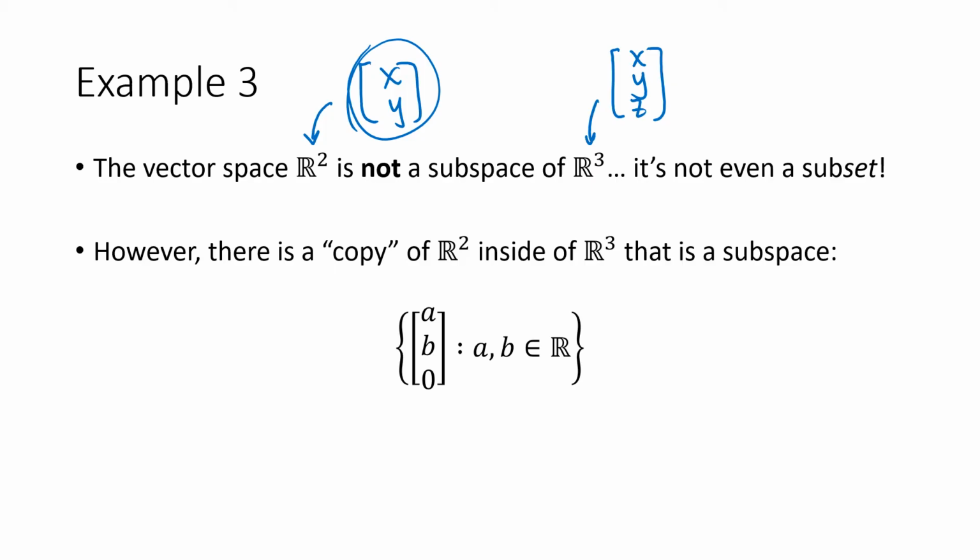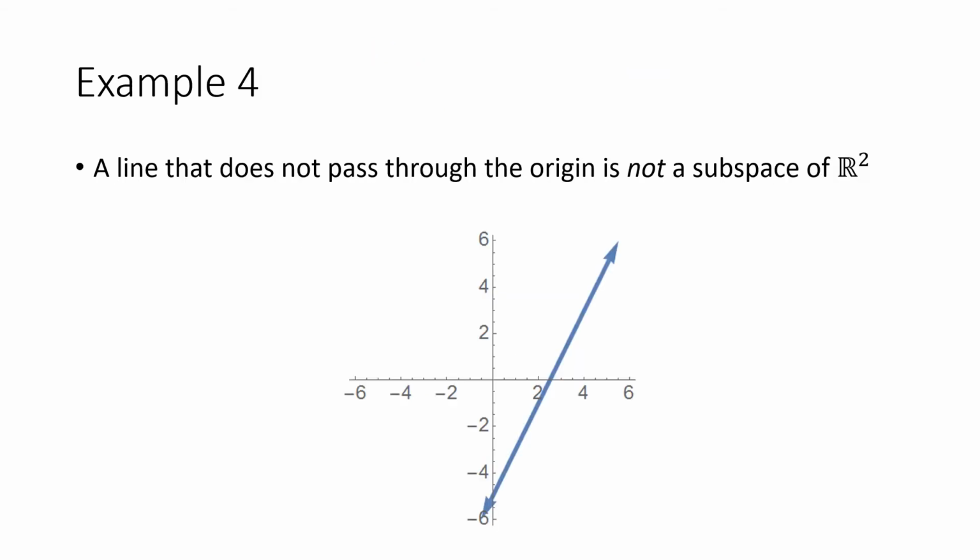However, there is a copy of R2 that lives inside of R3. The XY plane is all of the vectors with a 3rd component being 0. And this is a subspace. And again, we could prove that this is a subspace using the method that we used back in example 1. Here's another example. If we have a line that does not pass through the origin, this is going to be not a subspace of R2.